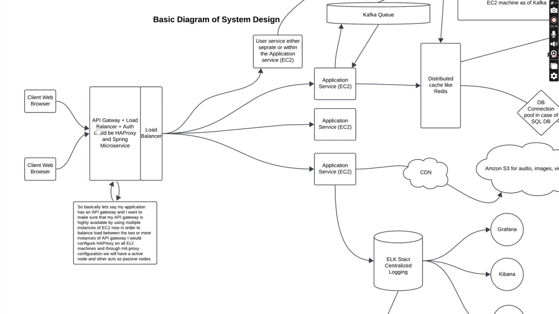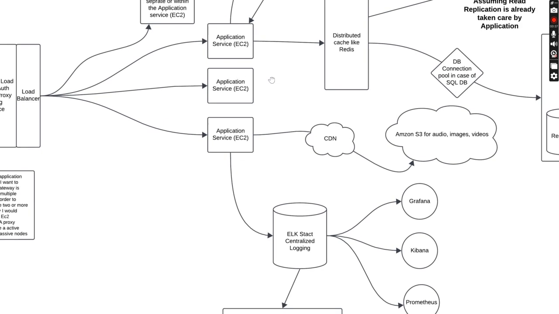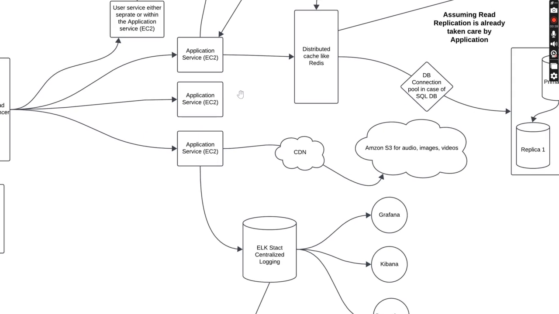the API gateway. The API gateway will authenticate and authorize that request, and that request will be forwarded to the load balancer. Now the load balancer will choose one of the application instances to entertain that request. So one of the application instances receives that request and processes it.